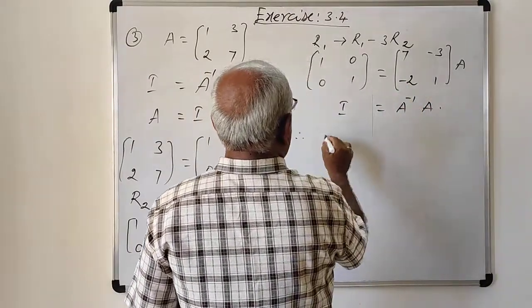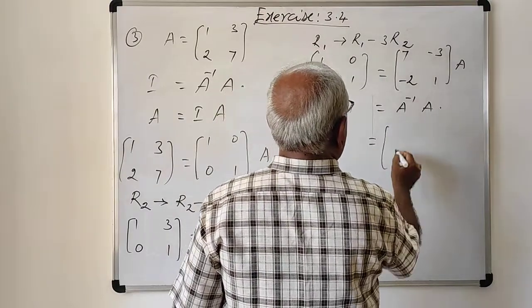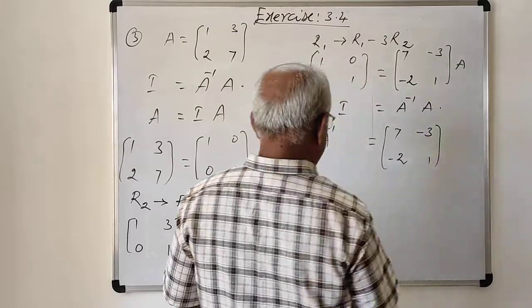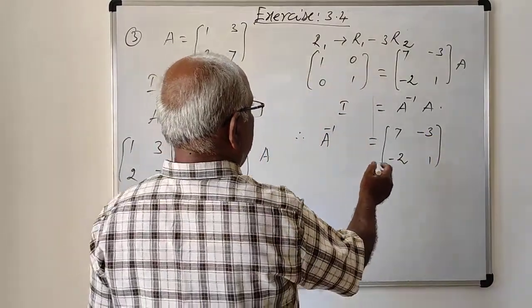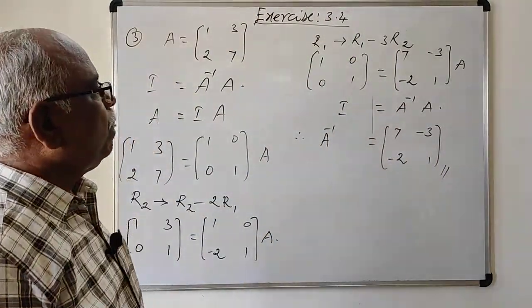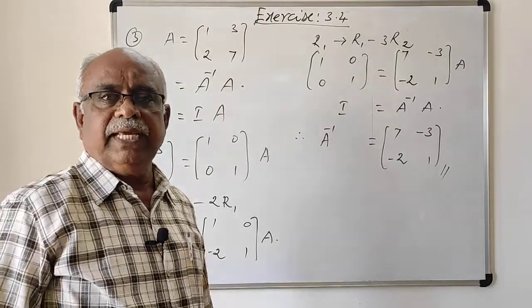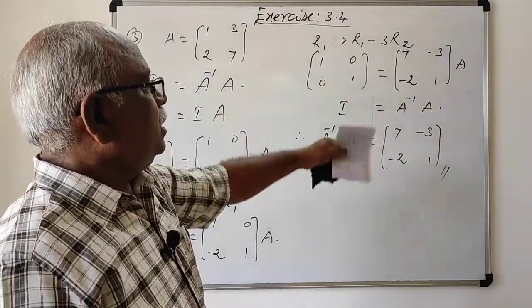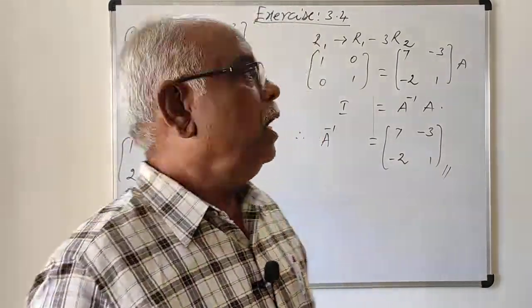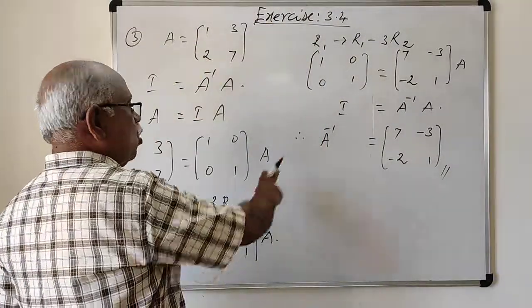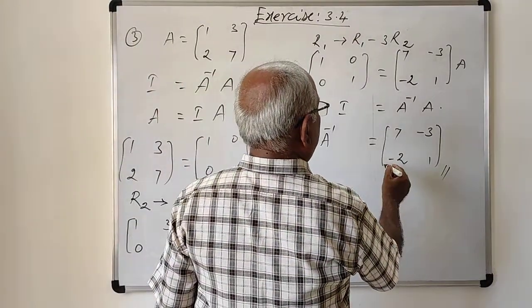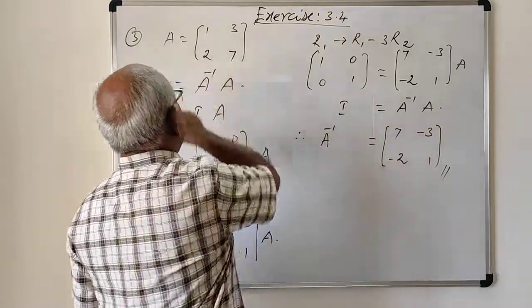Therefore, the inverse of A, that is A inverse, is 7, minus 3, minus 2, 1. This is the answer for the inverse of the given matrix A. That's all about problem 3. I solved the first problem using column operations. In the third problem I am using row operations. So this is the method of finding the inverse of a matrix using row operations.